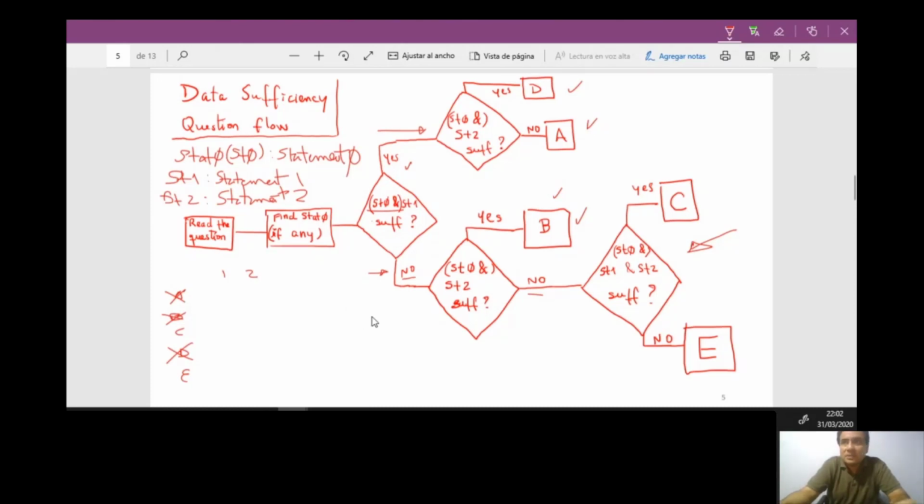Is that clear? So now I want you to consider any questions that you may have for this part. I know this is a little abstract and probably it's not very intuitive at the very beginning. We will see with examples how to use this logic to analyze data sufficiency questions.